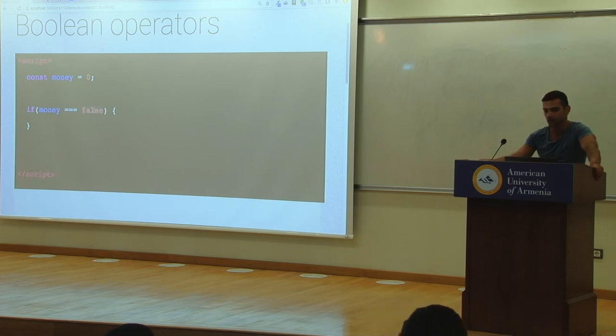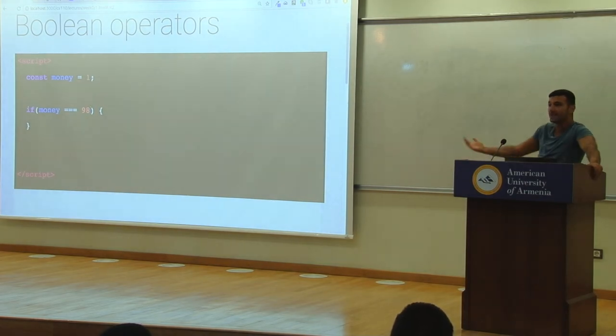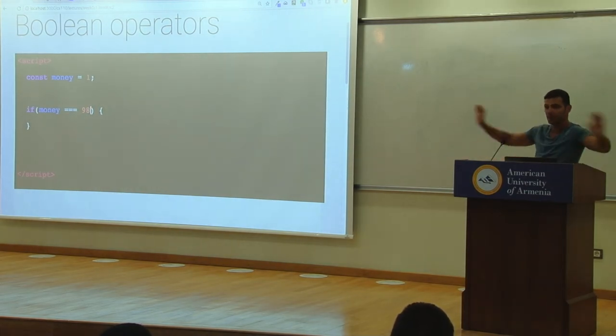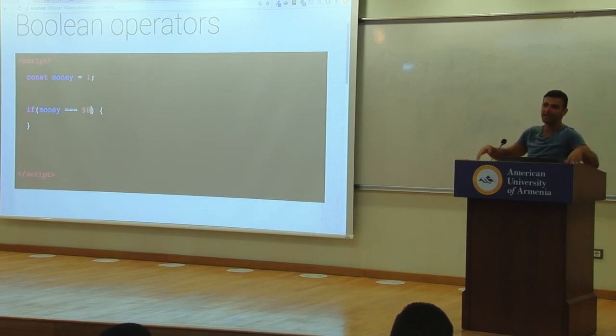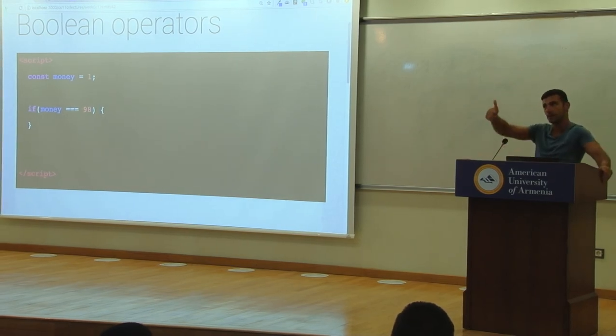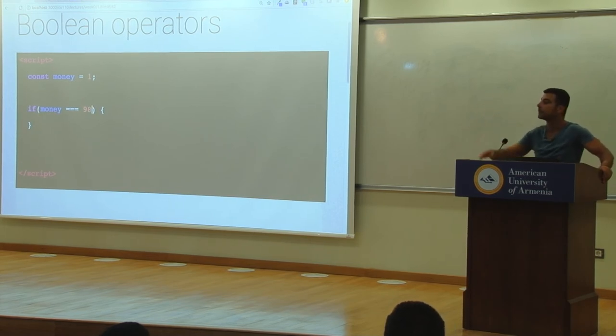That's the answer, okay? In the same way that if this was truthy, it would still be false, because even though this is truthy, it's not true. In the same way that if I compare 1 to 98, 98 is truthy, right? It's not falsy. 1 is truthy. Of course, 1 is not equal to 98. They're two completely different values. The only thing they have in common is that they are truthy. Make sense? Okay. Yes, sir.